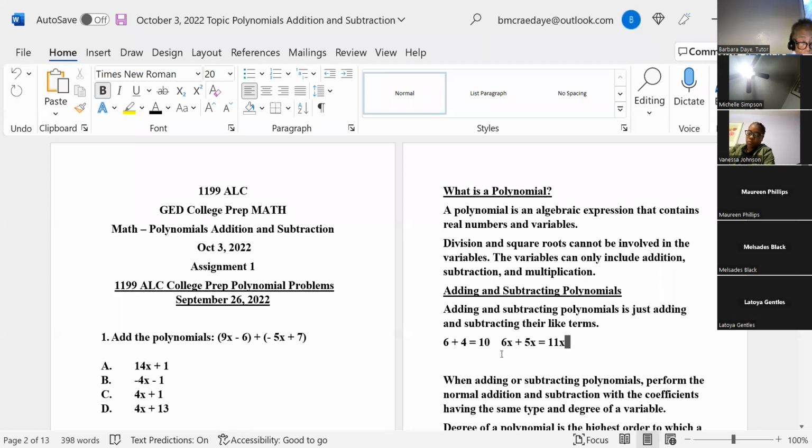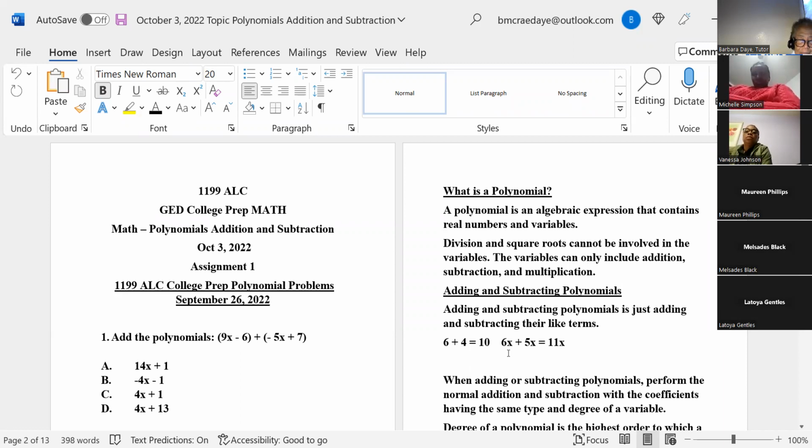Okay. So just remember, you're adding or subtracting the coefficients. But in order to do that, they have to have what in common, Maureen? What must these terms have in common? I don't know. Vanessa, do you know what must they have in common to add or subtract the polynomials? Not the coefficient, what do you call it? The x's. It's the same type. You're right, Vanessa. The same type of variable. And what else must they have in common?